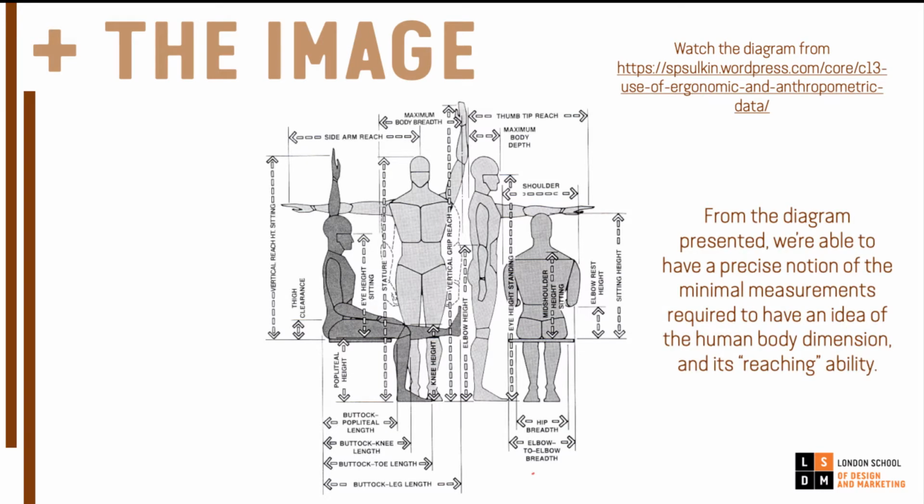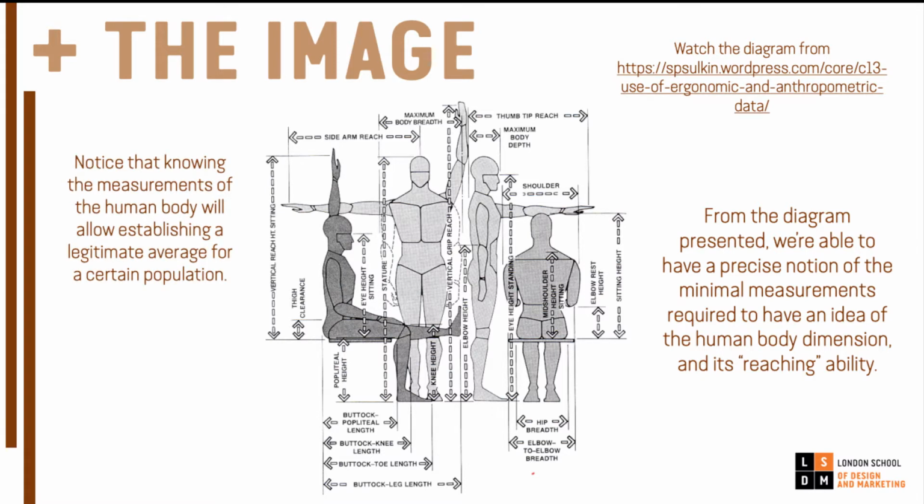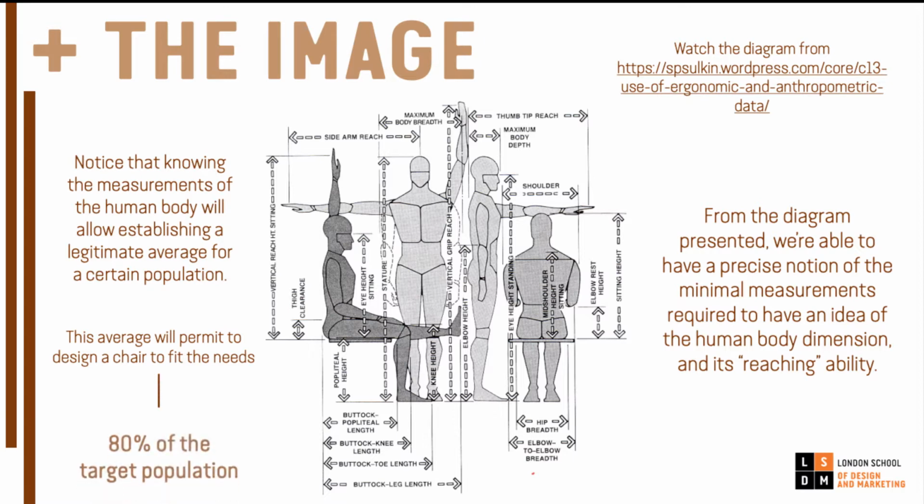From the diagram presented, we're able to have a precise notion of the minimal measurements required, to have an idea of the human body dimension, and its reaching ability. Notice that knowing the measurements of the human body will allow establishing a legitimate average for a certain population. This average will permit, for instance, to design a chair to fit the needs of 80% of the target population.